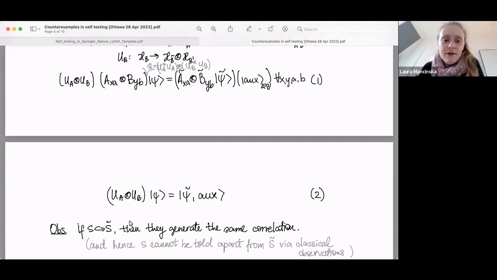Another simple but later useful observation is that if I can dilate some strategy S to S tilde, then they generate the same correlation. Essentially, when you take the inner product between the left-hand sides of these two equations and the right-hand sides of these two equations, you see that these isometries are going to cancel out. So on the left-hand side you get the correlation generated by strategy S, while on the right-hand side, the one generated by S tilde.